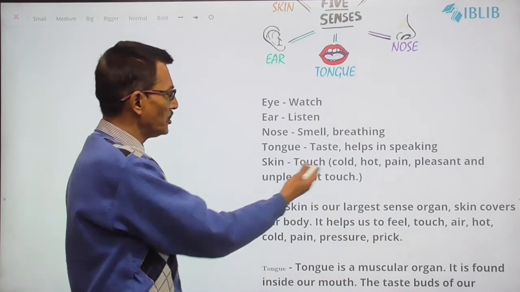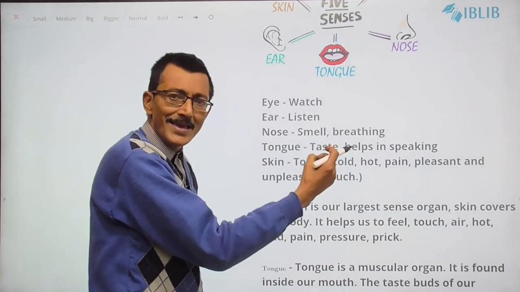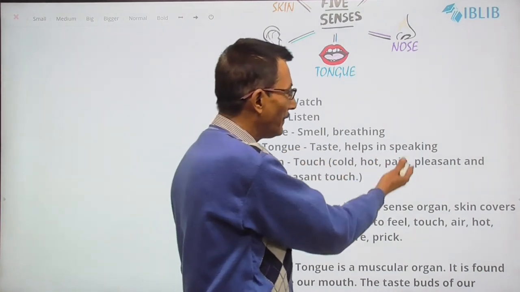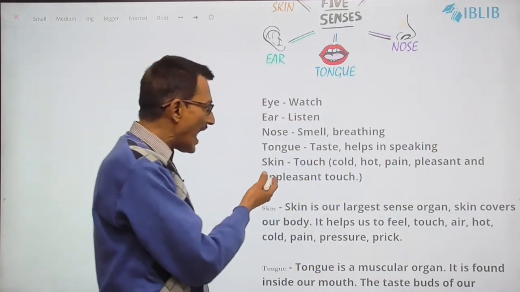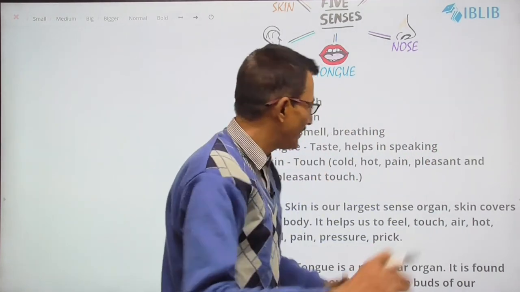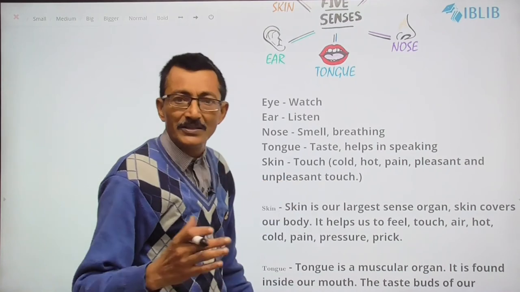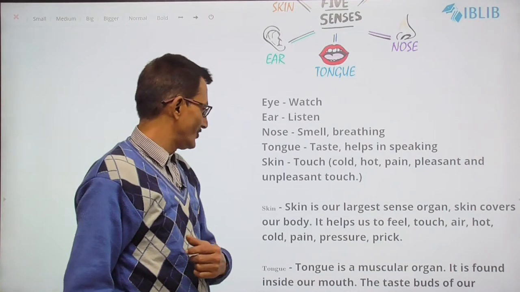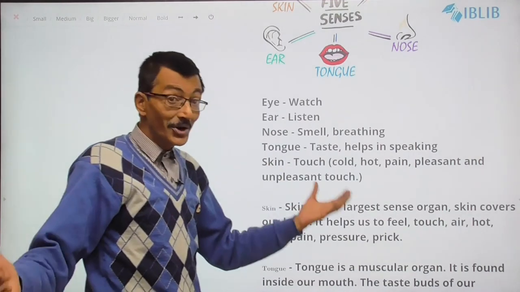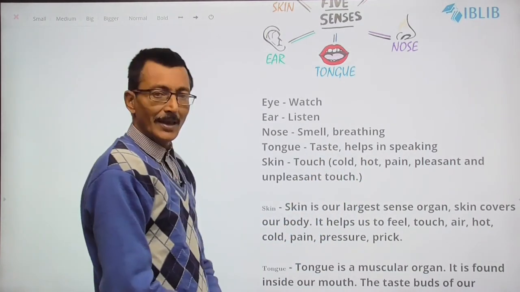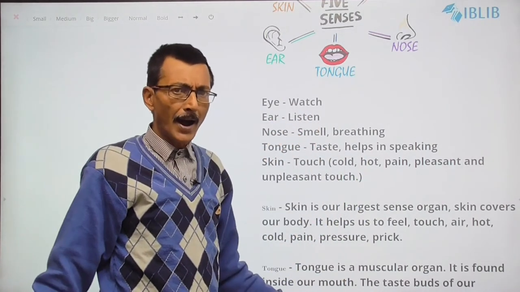Skin, you can feel any sort of touch, whether it is hot, cold, plain, pleasant, unpleasant touch. If somebody pushes you, it is unpleasant touch. When somebody blesses you on your head, it is a pleasant touch. The skin, as I told you earlier, is the largest sensory organ. It covers all our body parts.